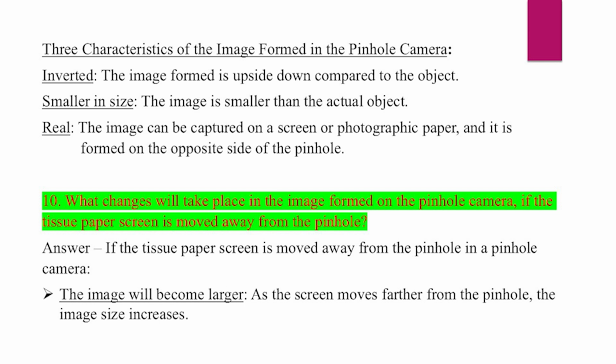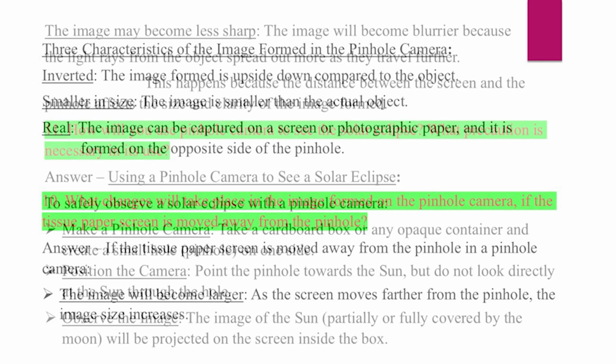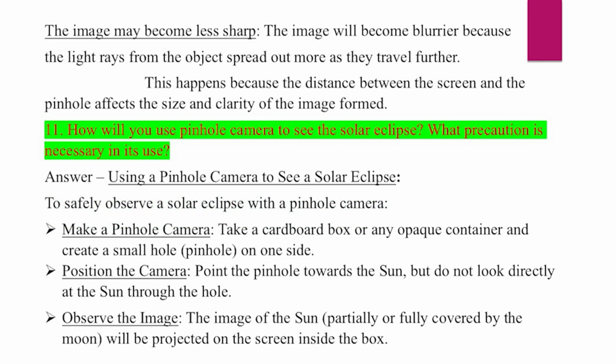10. What changes will take place in the image formed on the pinhole camera if the tissue paper screen is moved away from the pinhole? Answer. If the tissue paper screen is moved away from the pinhole in a pinhole camera, the image will become larger. As the screen moves farther from the pinhole, the image size increases. The image may become less sharp. The image will become blurrier because the light rays from the object spread out more as they travel further. This happens because the distance between the screen and the pinhole affects the size and clarity of the image formed.